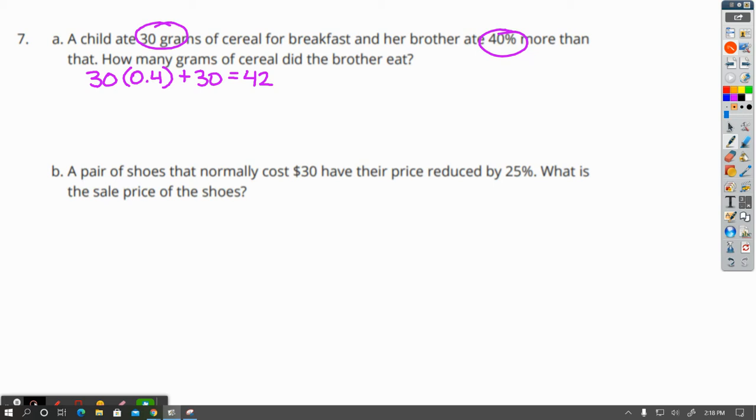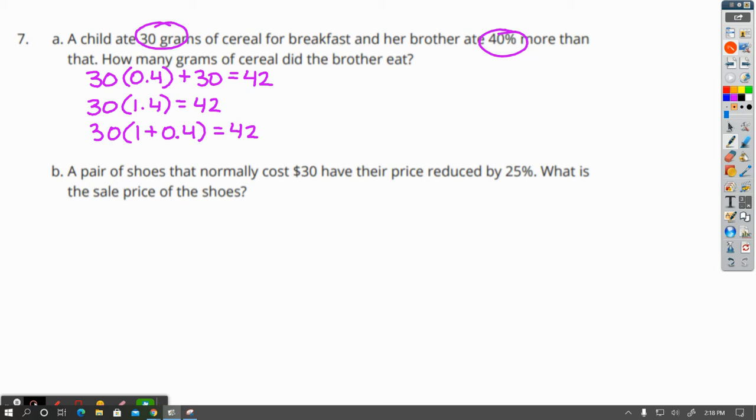Or you could have done 30 times 1.4 and gotten 42, or 30 times 1 plus 0.4, that also equals 42. So any of those ways would work to help you get that percent, because you have the original amount and you're just adding 40% more. So anytime you're adding a percent more, it's 1 plus the percent when you're putting it in multiplication.